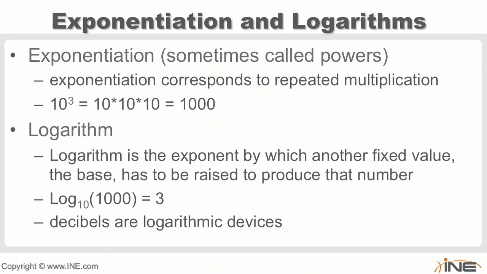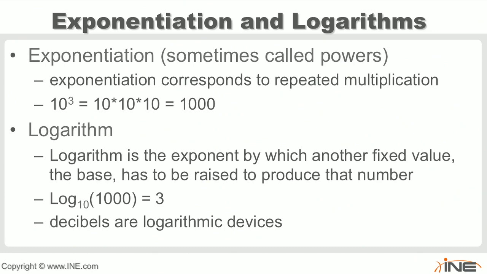So if I have 10 to the third power, or 10 to the exponent of 3, that is 10 times 10 times 10, right? 10 times 10 is 100, and then 100 times 10 is 1,000. So 10 to the third is 1,000.